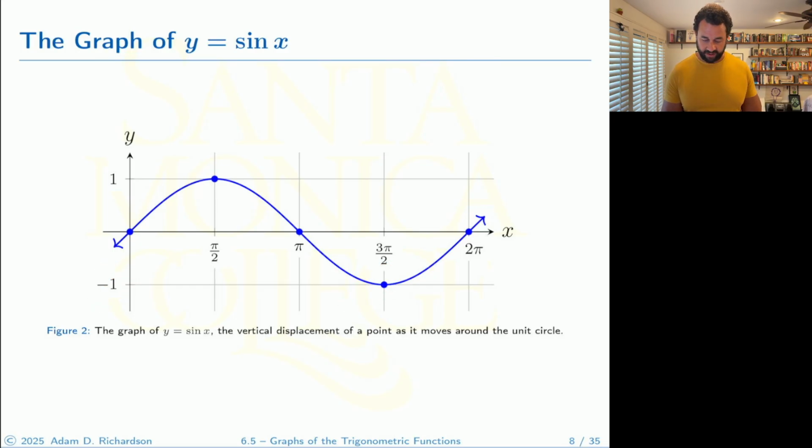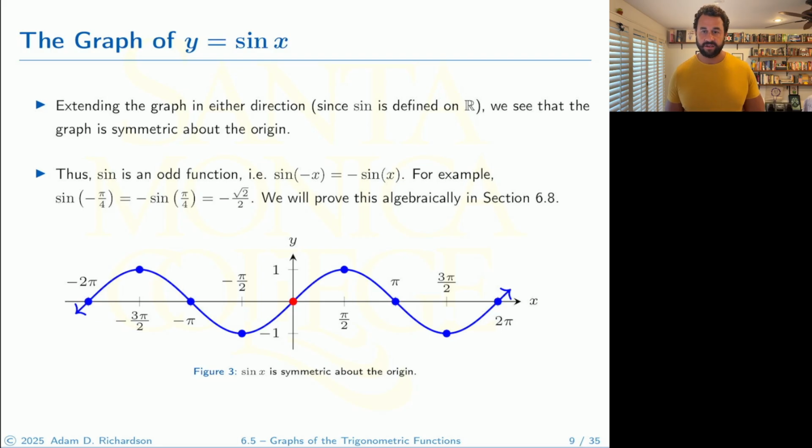And then it swoops back up, right? Imagine the unit circle, you swoop back up. And when you're at 2 pi, the vertical displacement is 0 again. So you get 0. And this is what the sine curve looks like. Okay, let's talk about some details here.